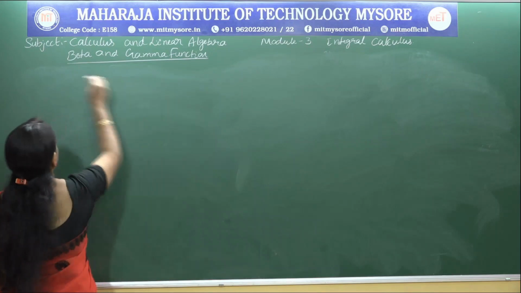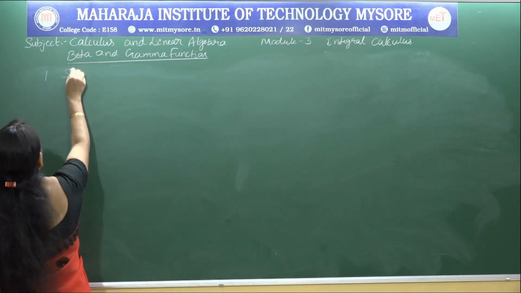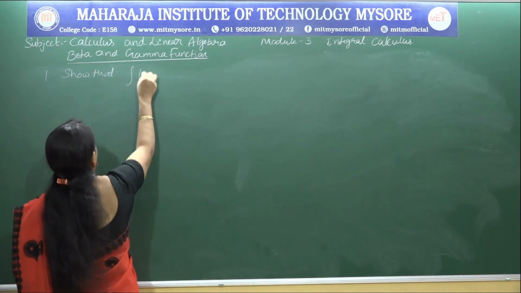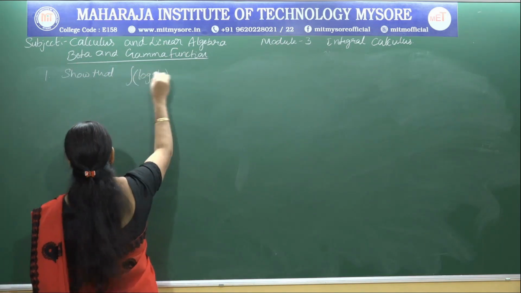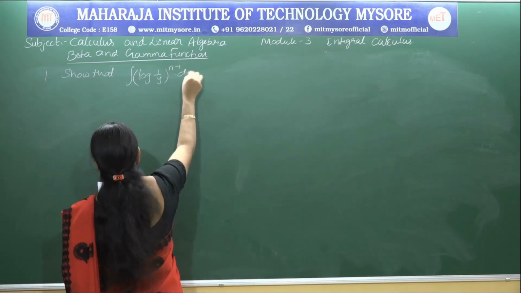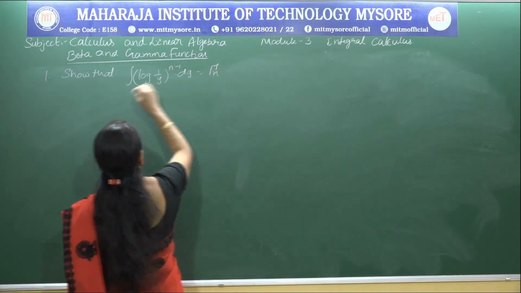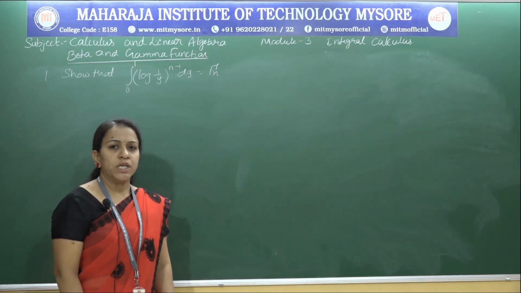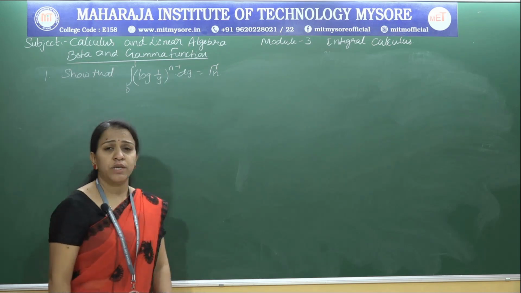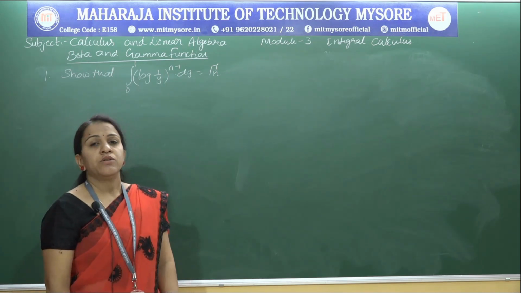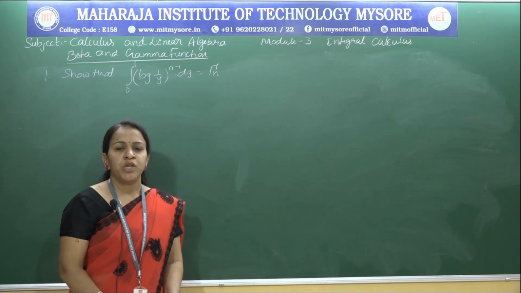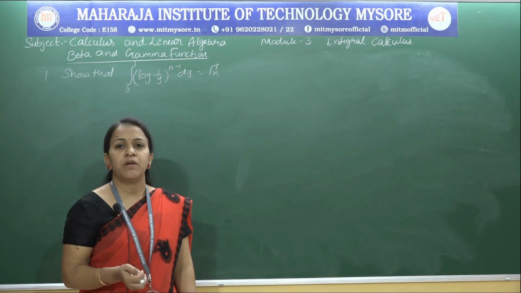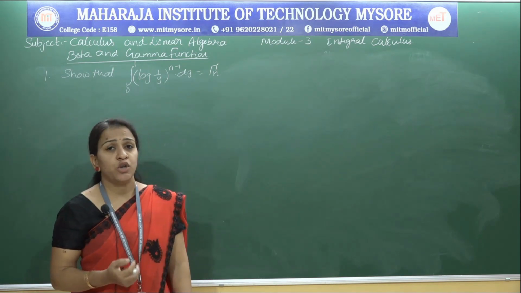So the first problem, show that integral of (log 1 by y) whole to the power of n minus 1 dy is gamma n, where the limit is between 0 to 1. So to prove the result, of course I have to show that it's equal to gamma n. So we should know what is the definition of gamma. So gamma n is given by integral of e power minus x into x power n minus 1 dx between the limit 0 to infinity.